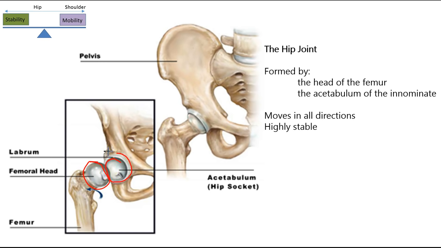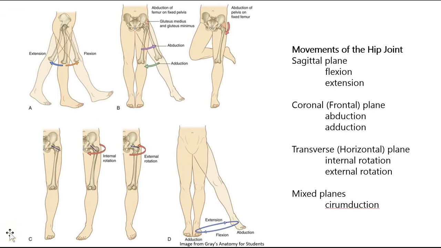Because of this depth, the hip joint's rather stable, as we can see here in this stability-mobility diagram. However, it also moves in plenty of directions, so it's rather mobile, but not as mobile as the shoulder joint. Because of its ball and socket anatomy, the hip joint moves in all planes. While the hip joint has inherently less overall mobility than that of the shoulder, it is much more stable.